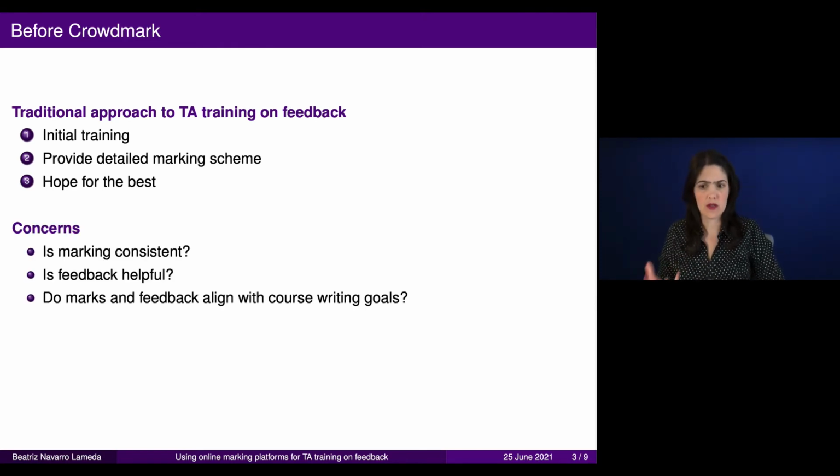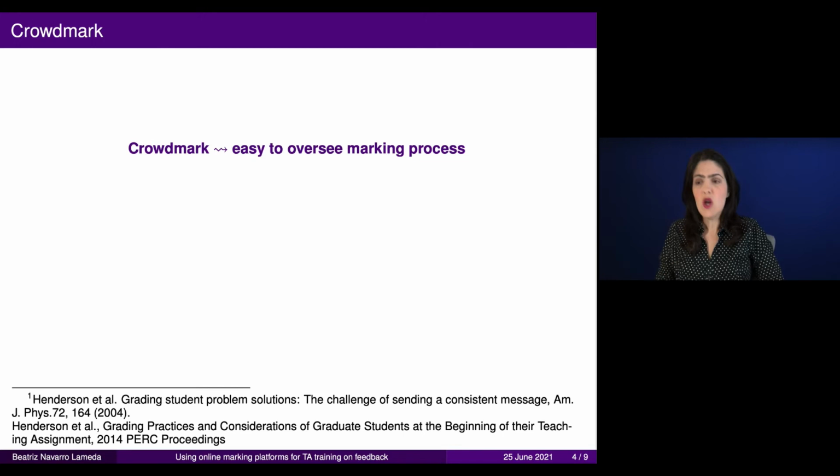But we had several concerns. Is marking consistent? Is feedback actually helpful? And do marks and feedback align with the course writing goals? Well, this was very difficult to check. That's before GradMark. But then when we started using GradMark, it became very easy to oversee the marking process.